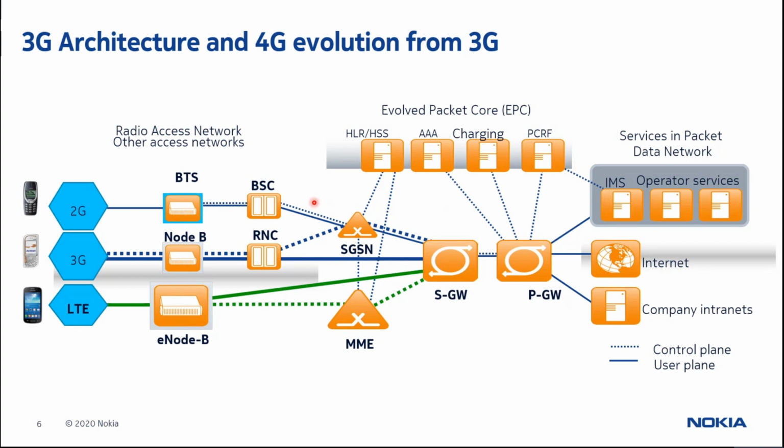So SGSN, or the serving GPRS support element, is a particular component of the GPRS network. It is responsible for packet routing and the transfer of all the information that you have from one user to the other. And then it is also responsible for mobility management.